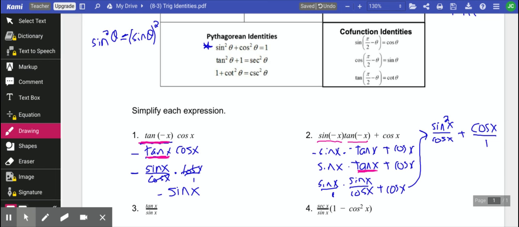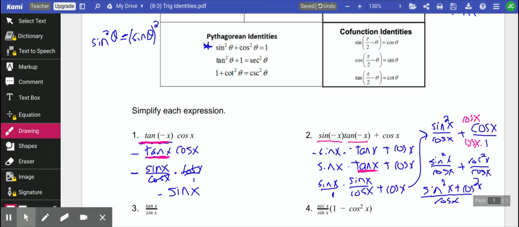I want to add these fractions because we're trying to simplify it, get it all down to one thing. So to add fractions, I need common denominators. My common denominator is going to be cosine. So in this equation, I'm going to multiply top and bottom by cosine. That's going to give me common denominators. So I have sine squared x over cosine plus cosine squared x over cosine. And now, since I have common denominators, I can combine that all into one fraction. Sine squared x plus cosine squared x all over cosine x.